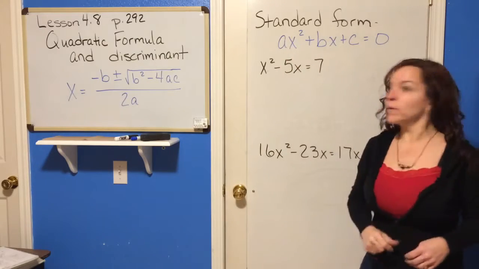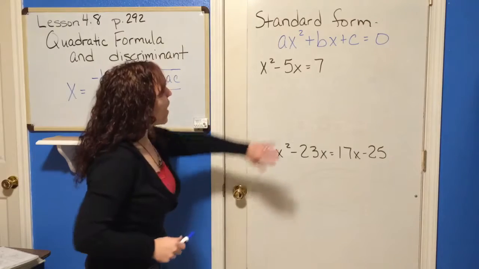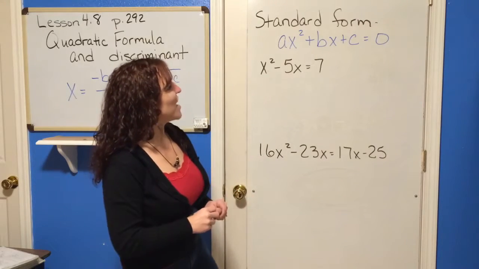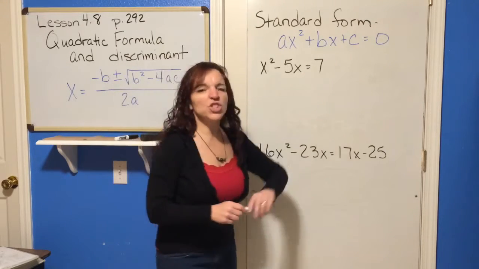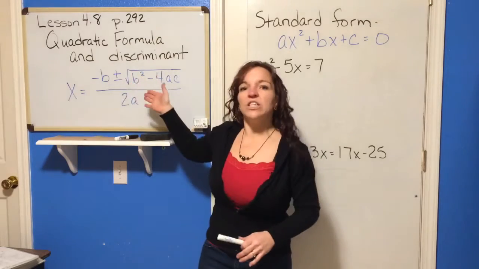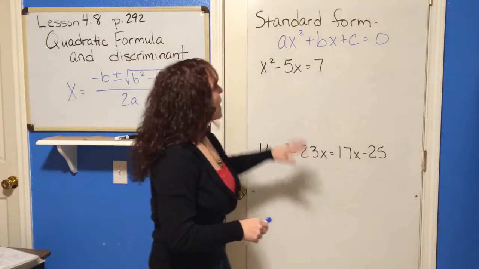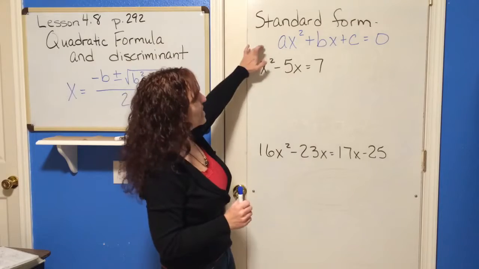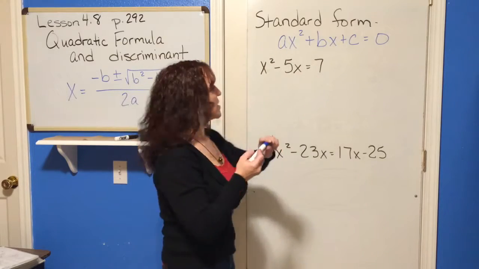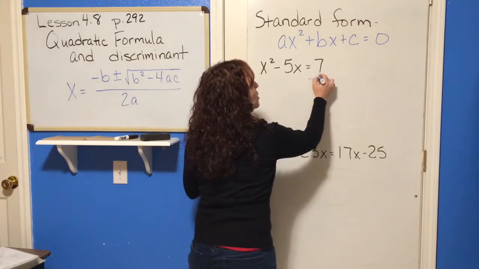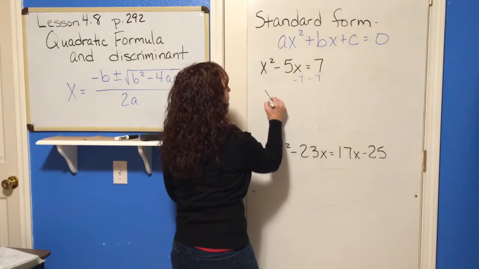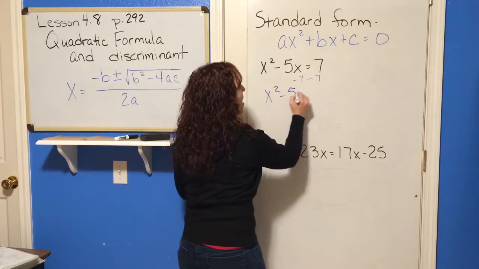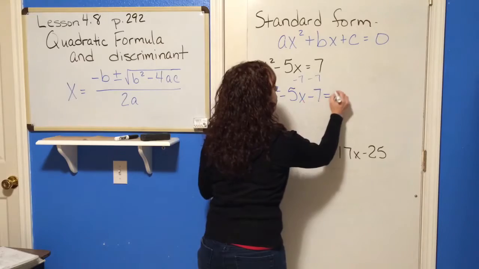So let's just do it. Let's jump right in. Here we go. So I've got the equation x squared minus 5x equals 7, and I want to just use the quadratic formula to solve this equation. But I have to make sure that it's in standard form, and it is not. So step 1 is simply, let's just subtract 7 from both sides. So now x squared minus 5x minus 7 equals 0.